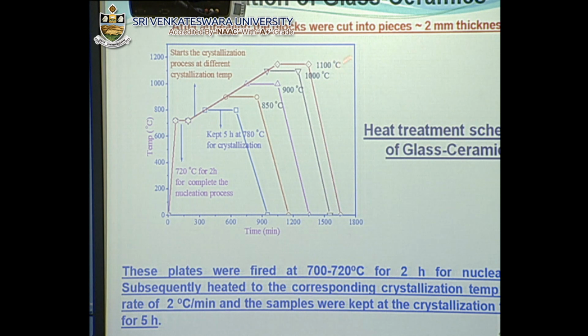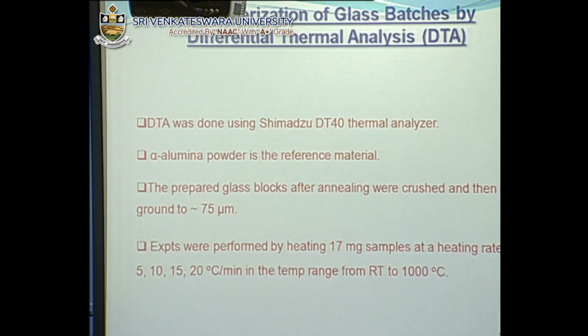After the annealing process, the plates were fired at 700 to 720 degrees centigrade and kept at this temperature for 2 hours to complete the nucleation process. And subsequently, we heated them to different crystallization temperatures. Here you can see 780, 850, 900, 1000, and 1100 degrees. And at every crystallization temperature, we kept the materials for 5 hours. So these are the heat treatment schedules for the plates of the glass ceramics.